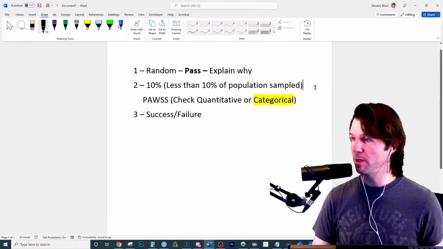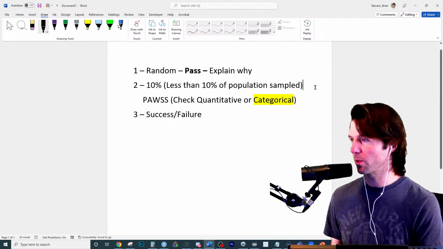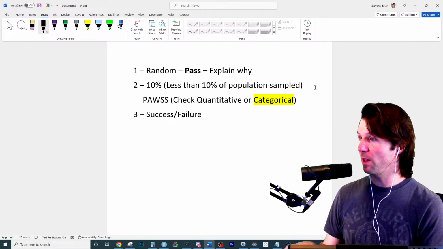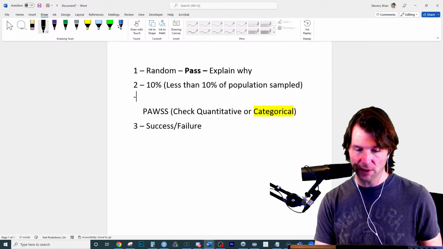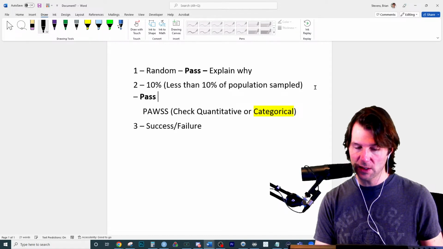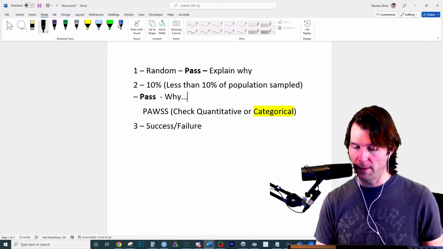The next condition we do is the less than 10% condition, also known as the 10% condition. We need to sample less than 10% of the population. So also tell whether or not we pass. I would do that. So do we pass? And then why? Explain why.